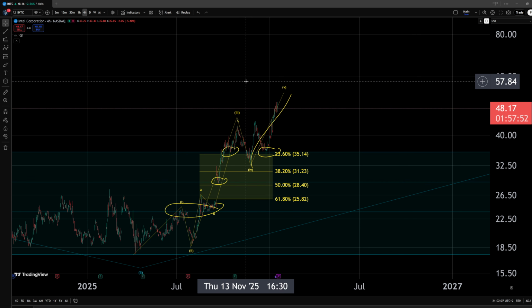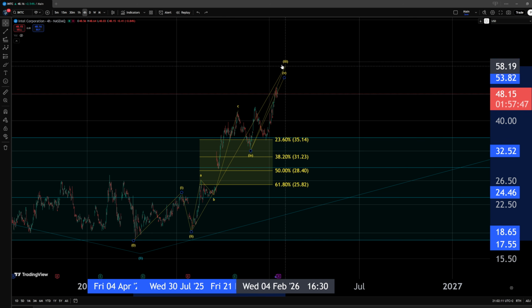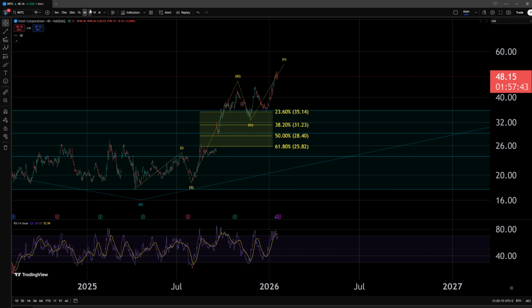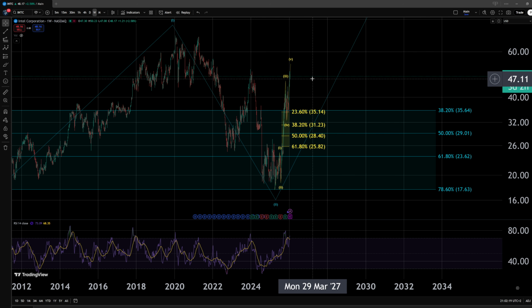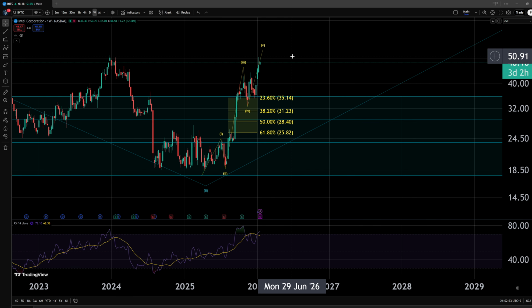Now, I don't necessarily prefer the white interpretation that would allow this to still be part of the wave 3, but it's not necessarily impossible for it to be the case. But based on the daily and even the weekly RSI, we do start to see some divergences. We do start to see some signs that we may be coming towards the end of this uptrend.